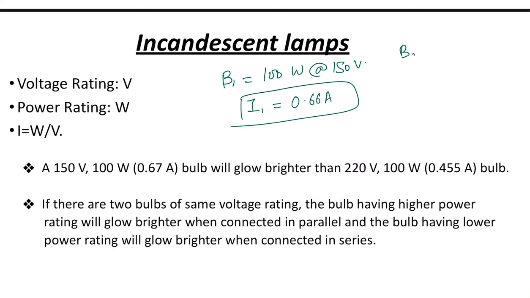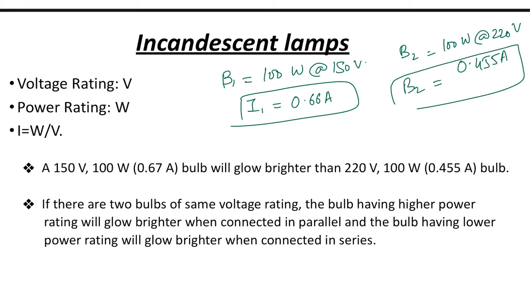You have another bulb B2, which is at 200 watts at 220 volts. This draws a current of 200 divided by 220, that is 0.455 amperes. This is I2. Now one thing that you have to note here: if there are two bulbs of the same voltage rating, the bulb having the higher power rating will go brighter when connected in parallel, and the bulb having the lower power rating will go brighter when connected in series.